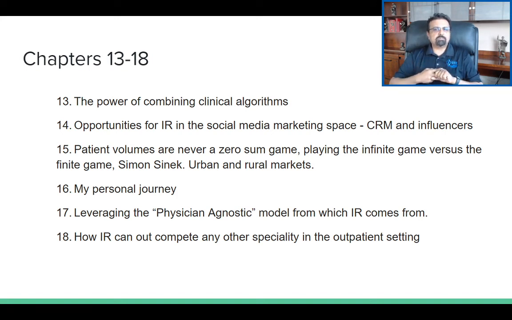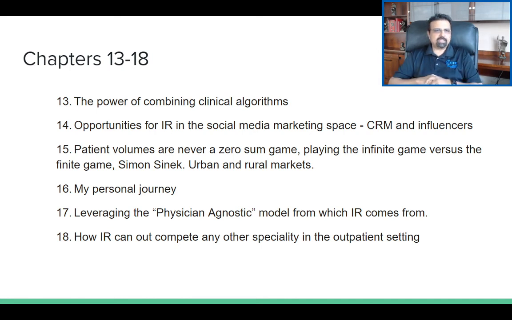Number 15 would be the concept of market share not being a zero-sum game, and what Simon Sinek has termed playing the infinite game versus the finite game, meaning that many times in healthcare there's a general thought that there's a zero-sum market share, and in actuality that's not the case. If you look at urban and rural markets, there's so much work out there that's just untapped.